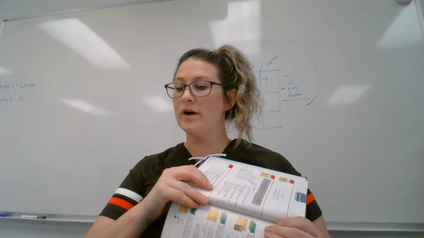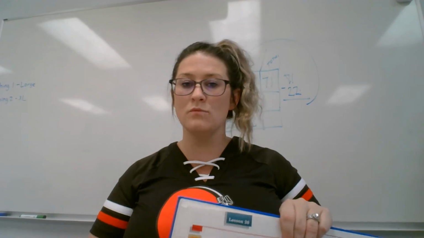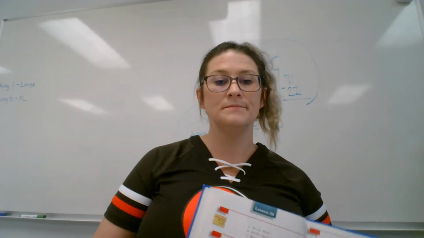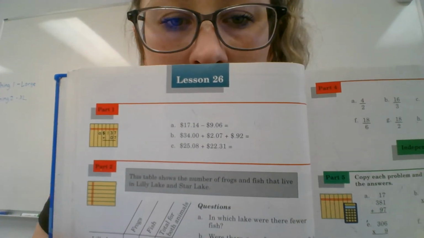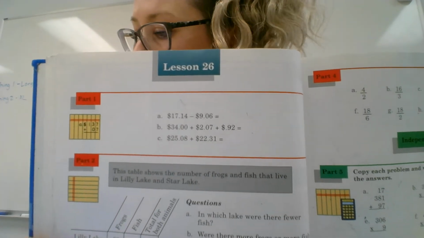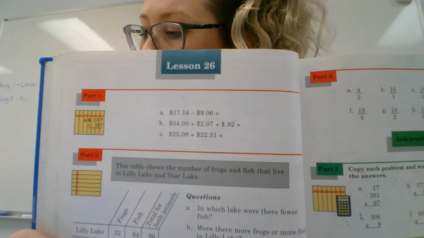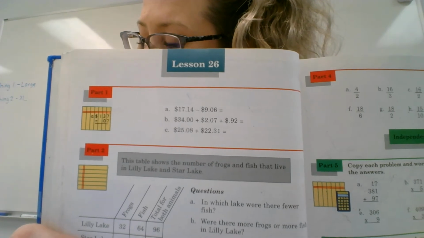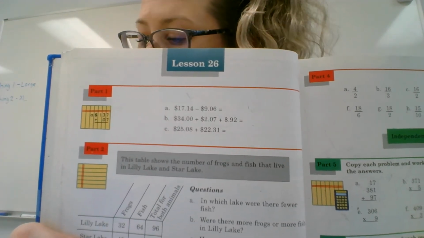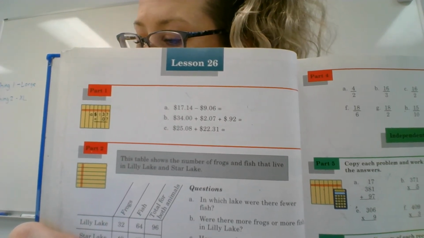All right, we're going to go ahead and find part 1. The dollar amount problems are written in rows. You'll write them in columns. Remember, you must keep the decimal points lined up in the column.